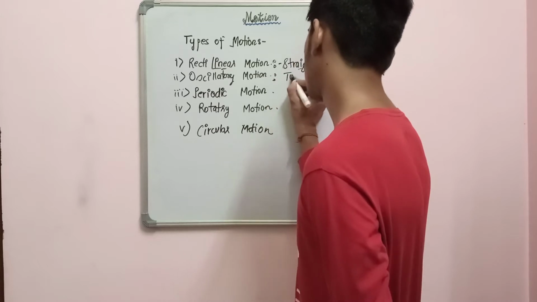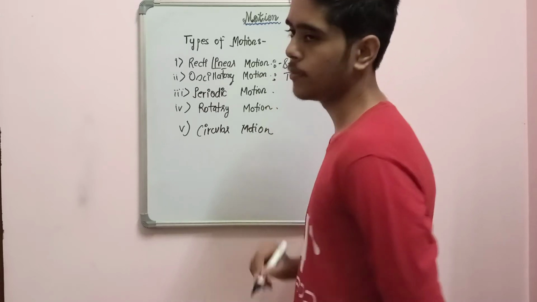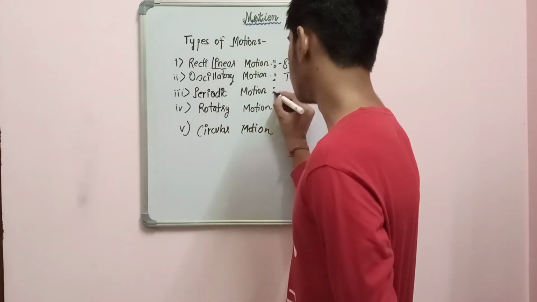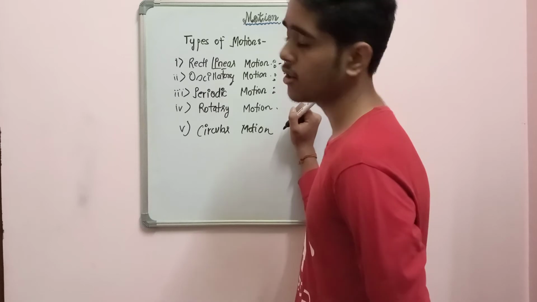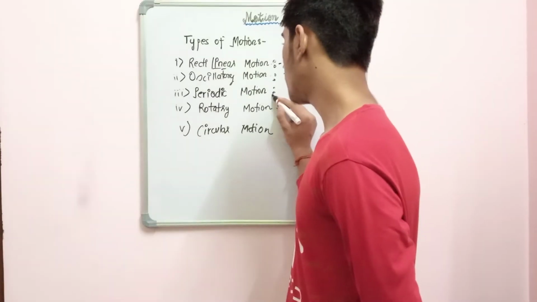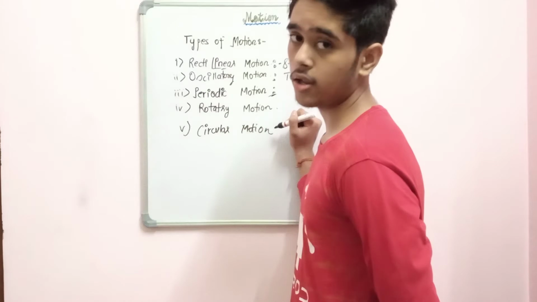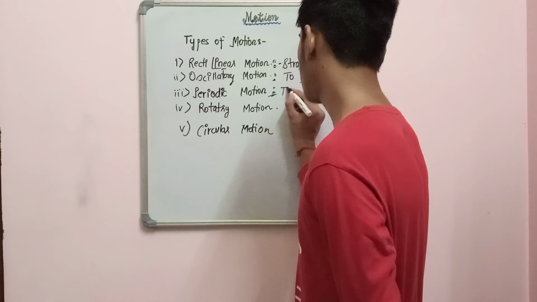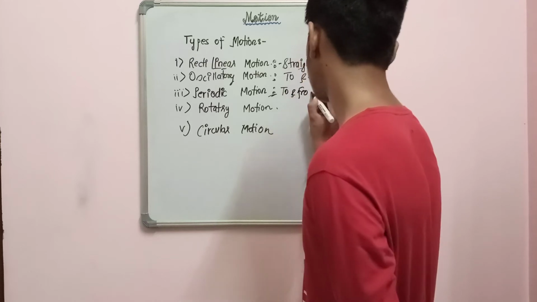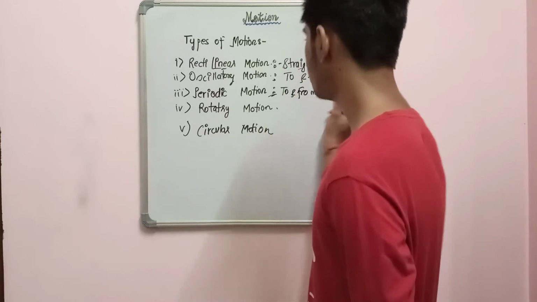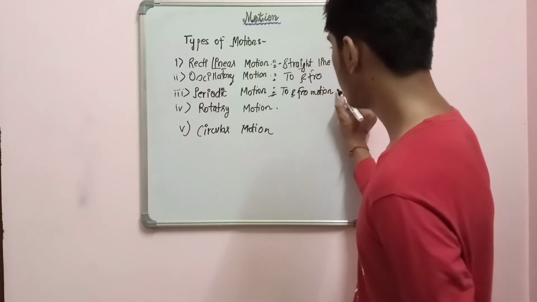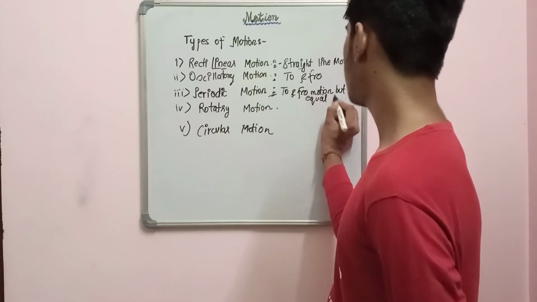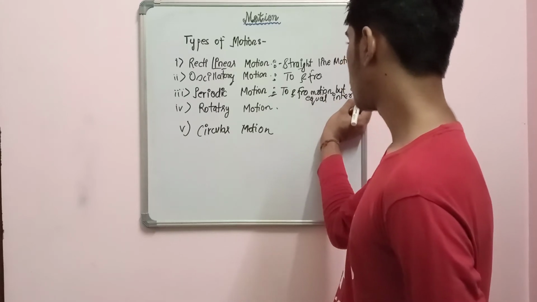Oscillatory motion is the to and fro movement of anything, like a pendulum clock. Periodic motion and oscillatory motion are both different. Periodic motion repeats after an equal interval of time. So periodic motion can also be said to be to and fro motion, but at equal intervals. Whatever motion repeats at equal intervals, that is called periodic motion.